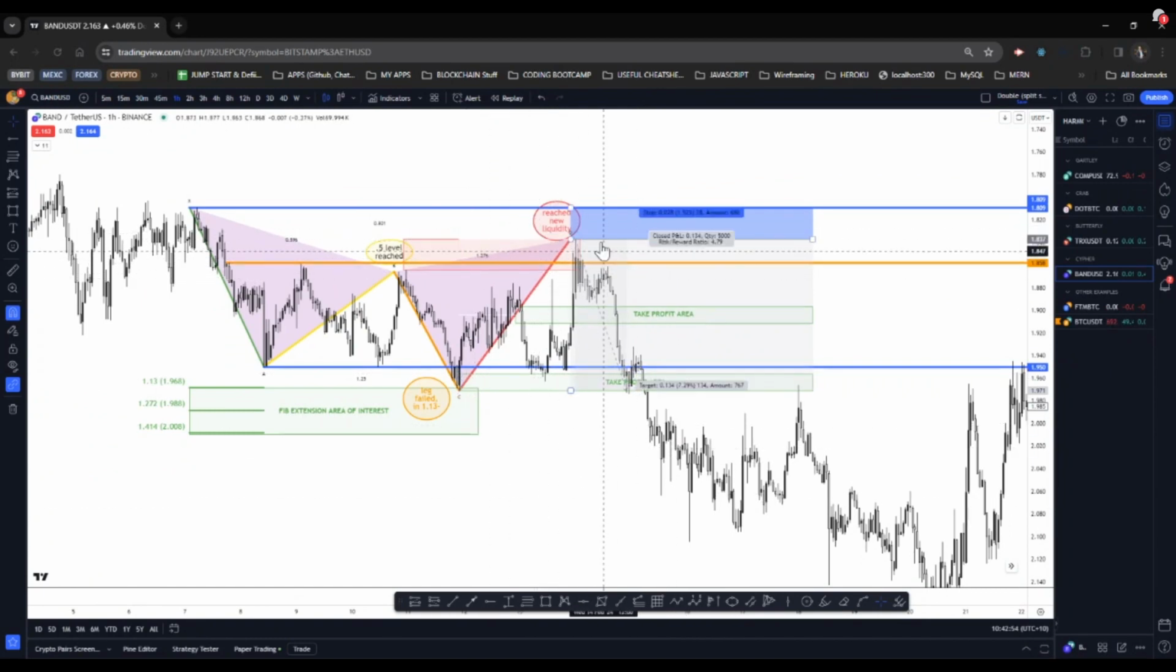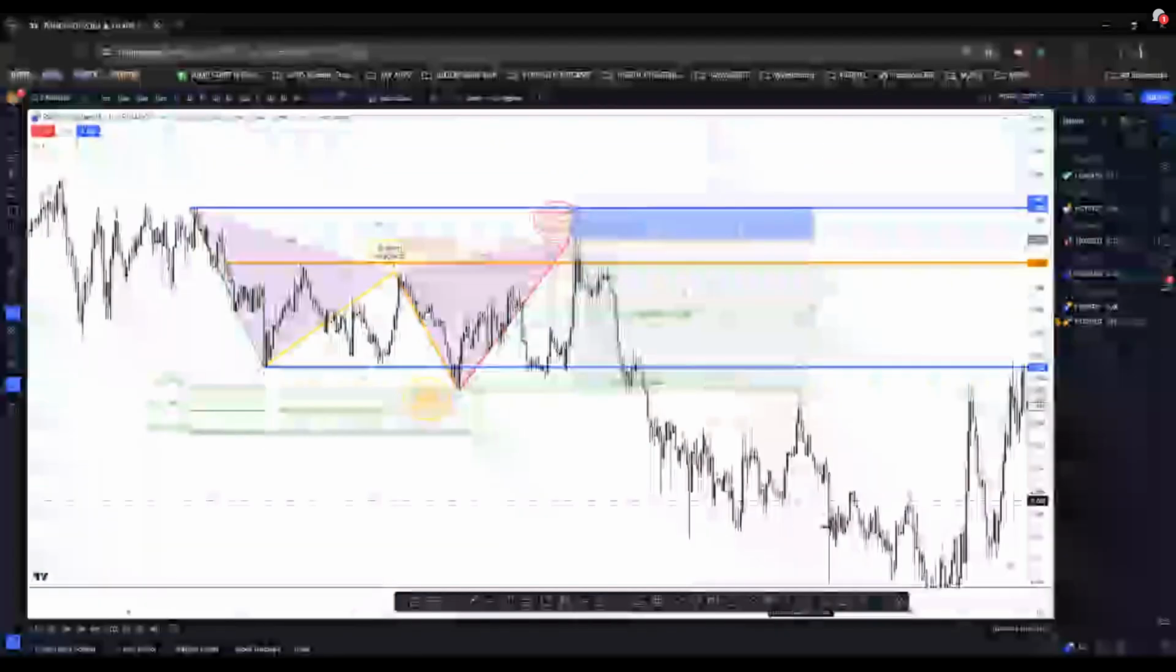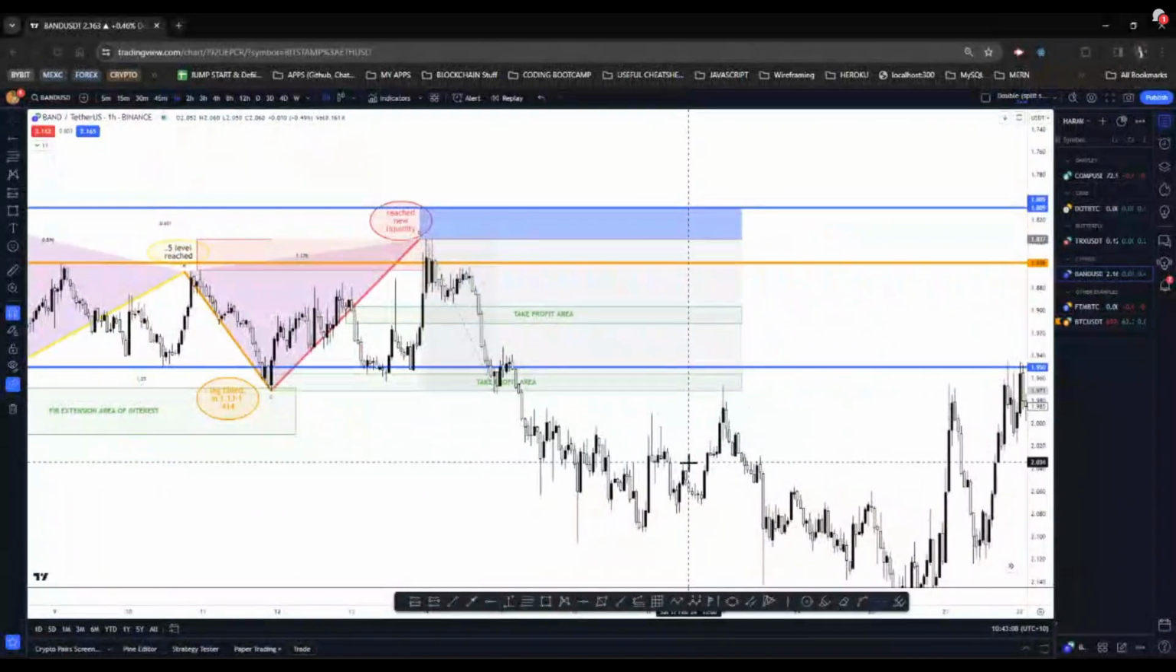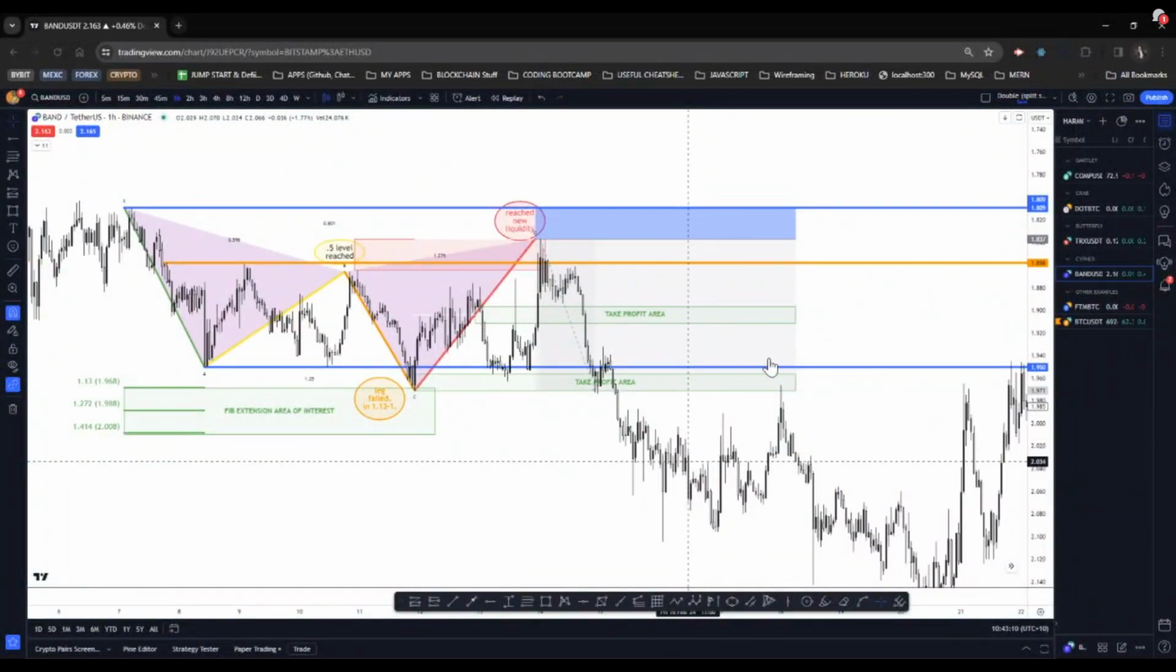Cipher patterns especially tend to run a lot further than other patterns. Like we've seen the Gartley, we've seen the butterfly. They often reverse, whereas the cipher actually tends to run a lot more. So something to keep in mind there as well.